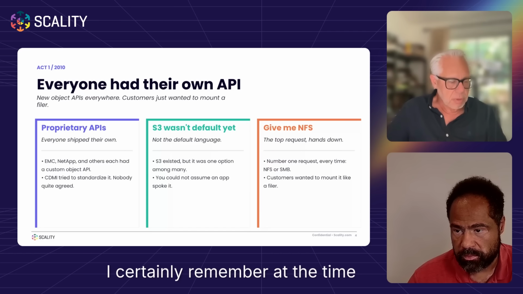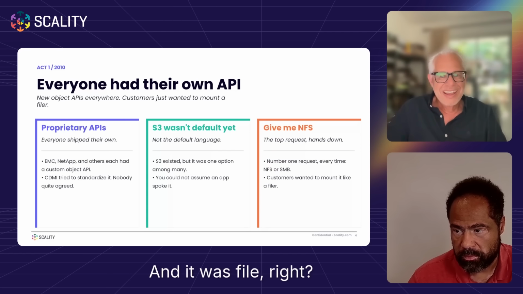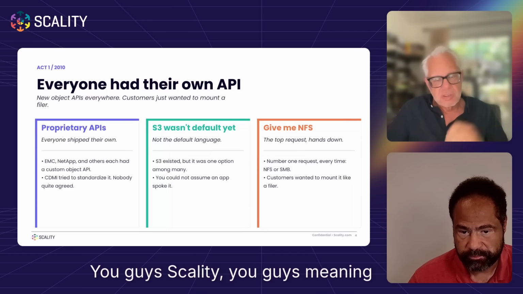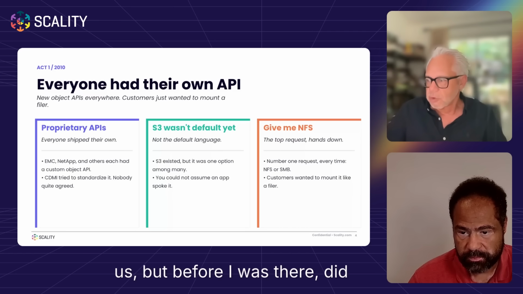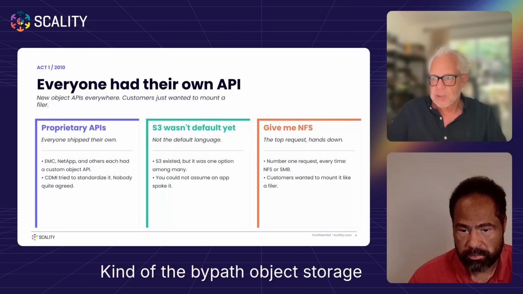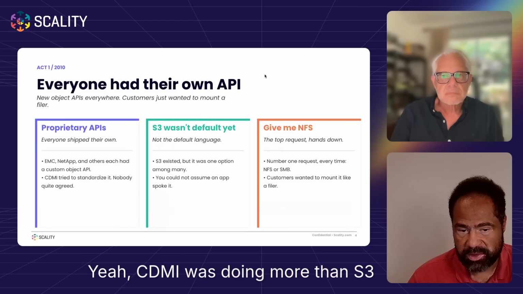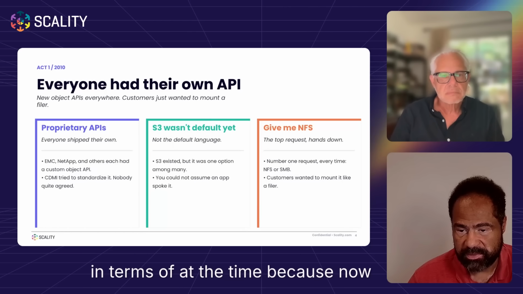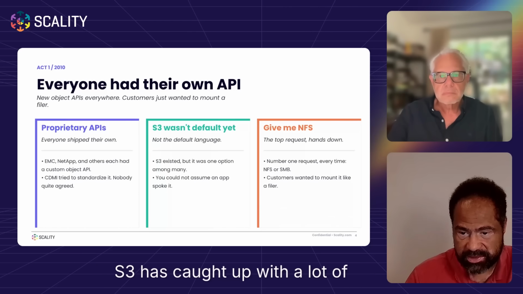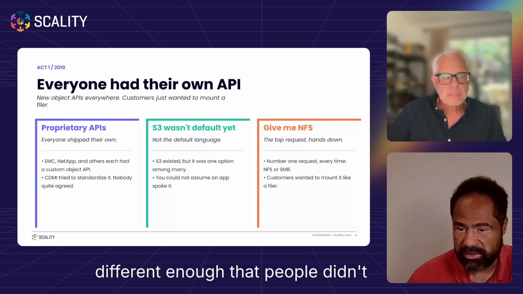I certainly remember at the time that we all said, what's the number one feature we need? And it was file, right? It was NFS or SMB. And this was because the apps and the users were so used to it, right? Scality did implement CDMI, right? The bypath object storage API, but it didn't seem well embraced. Is that true? Yeah, CDMI was doing more than S3 at the time, because now S3 has caught up with a lot of features, but it was always slightly different enough that people didn't want to use it.